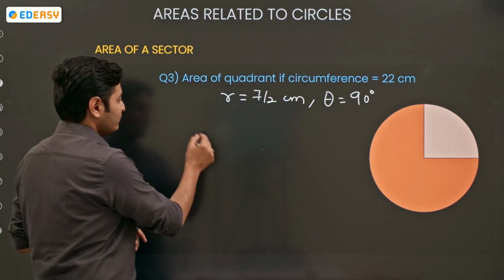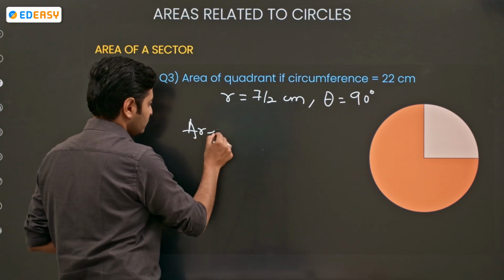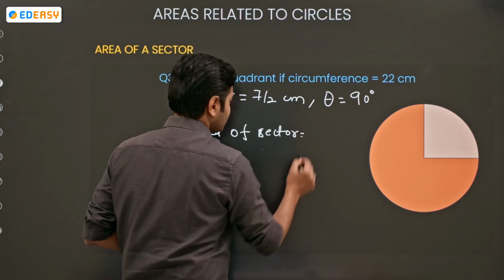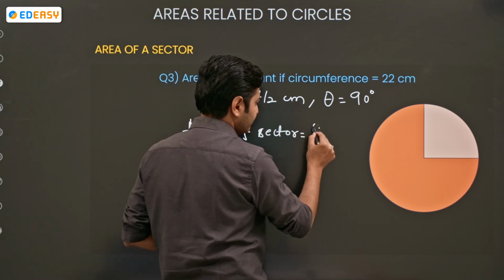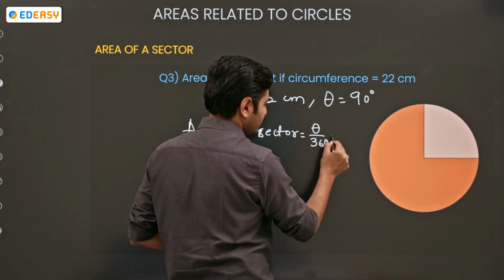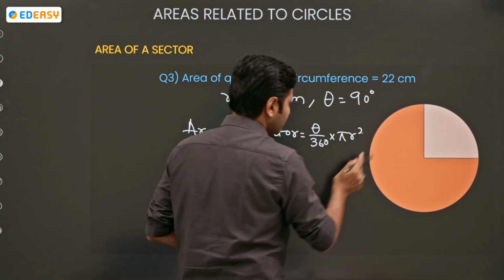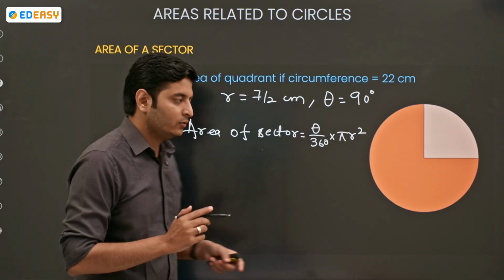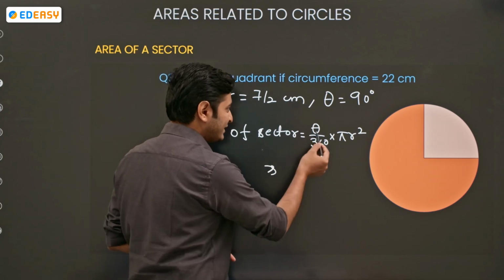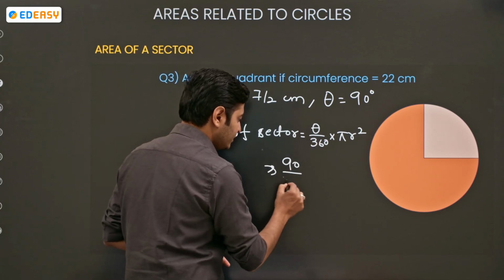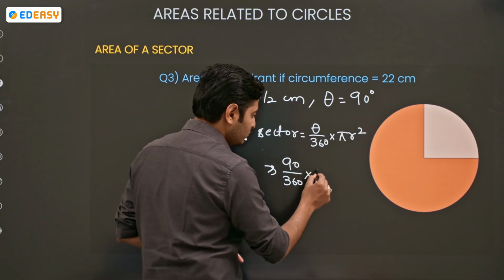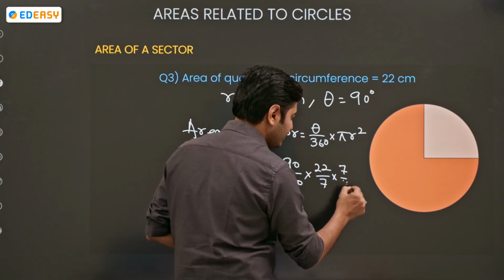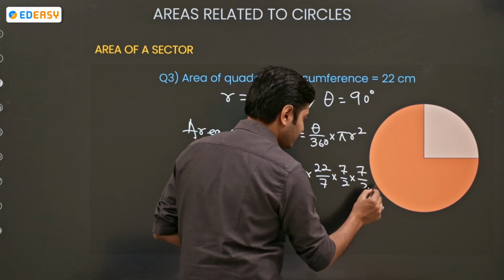Now, area of sector. Theta by 360 into pi r square. Do we know all the unknown values? Yes, because we need only theta and r, no? We know them. Now, theta means 90 by 360 into pi means 22 by 7 into r square means 7 by 2 into 7 by 2.